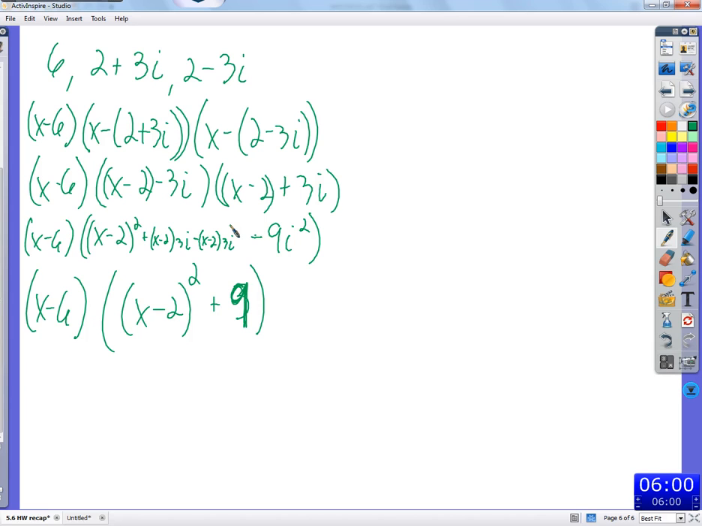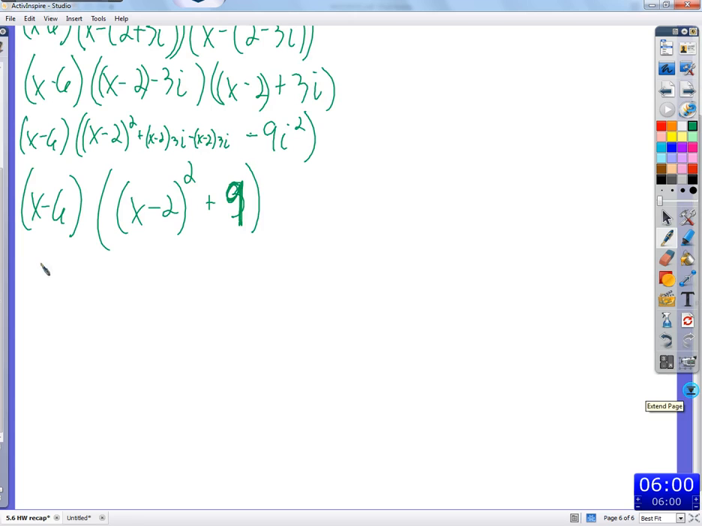This x minus 2 times 3i came from x minus 2 times 3i, and this one came from x minus 2 times negative 3i. So we get a minus. Now that always will happen with conjugates. The middle part will cancel. And with complex conjugates, this winds up being a positive. And then we just keep going.